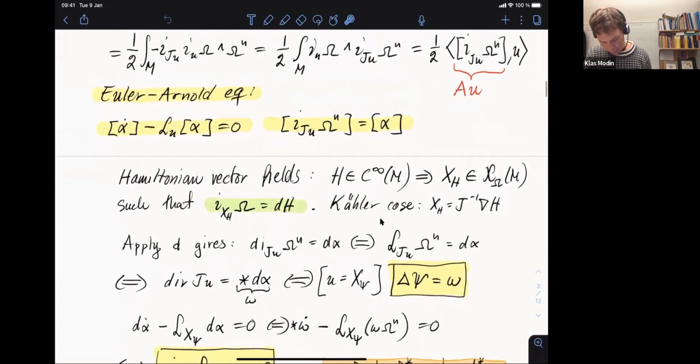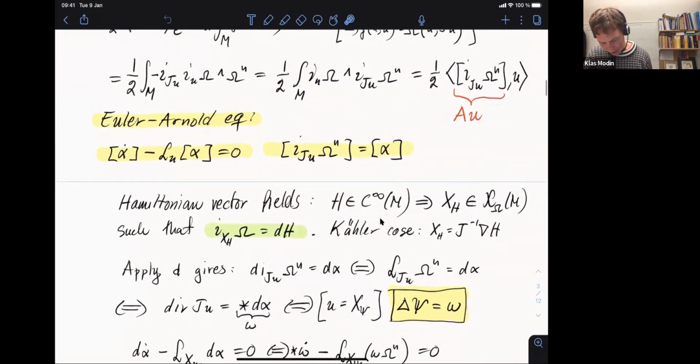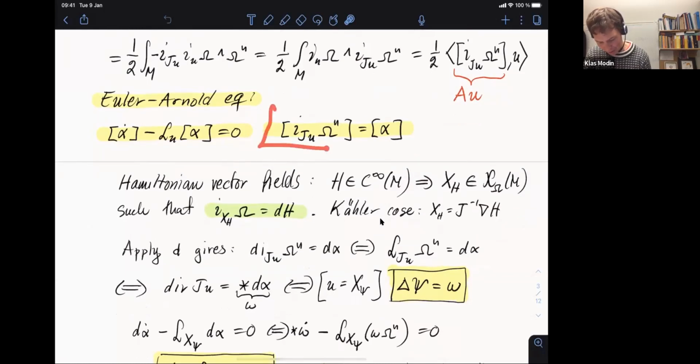Apply D, I said. Apply D where? Sorry, yes, apply D to this, the relation between the vector field and the momentum. Okay, so I apply D to this equation. And then, of course, I don't have to care about the coset any longer because the exact part went away, right? So then I have this equation.